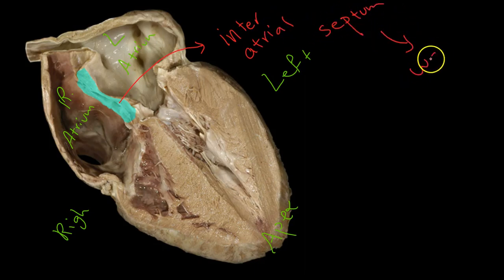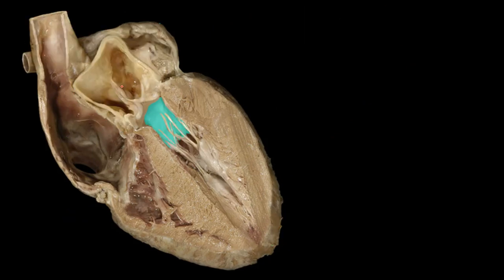Septum means wall, atrial is related to the atrium, and inter means between. So it means that this is a wall between the right atrium and the left atrium. It's easily distinguishable.